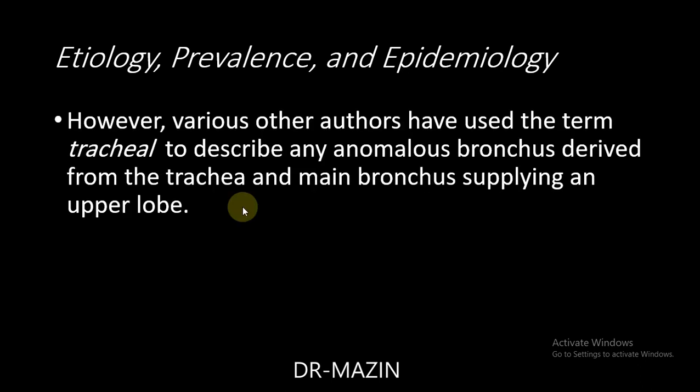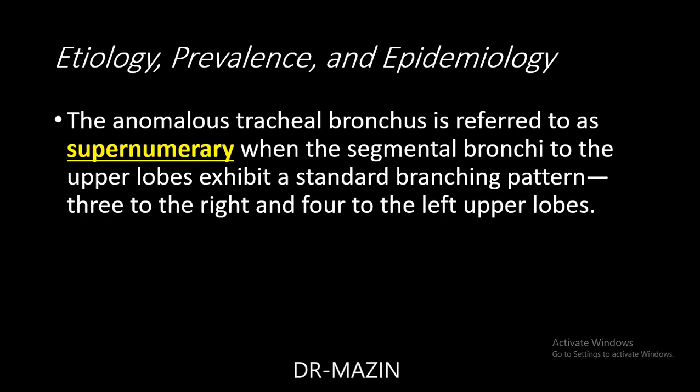However, various authors have used the term to describe any anomaly of a bronchus derived from the trachea or the main bronchus supplying the upper lobe. There are many types. The tracheal bronchus is named supernumerary when the segmental bronchi to the upper lobe exhibit a standard branching pattern, 3 to the right and 4 to the left upper lobe.